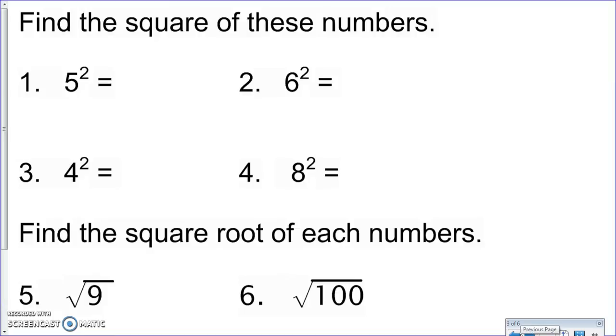Find the square of each of these numbers. So 5 squared, we know that means 5 times 5, which gives us 25. For number 2, we have 6 times 6, which equals 36. For number 3, we have 4 squared, which is 4 times 4, which equals 16. Then for 4, we have 8 squared, which is 8 times 8, which equals 64.